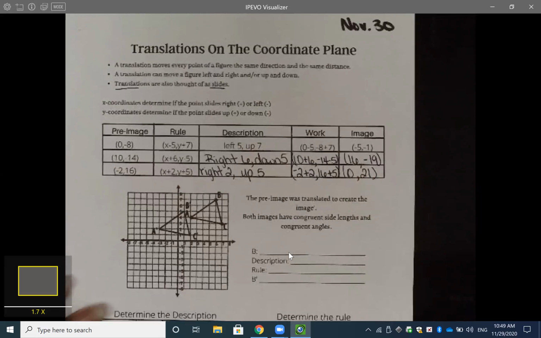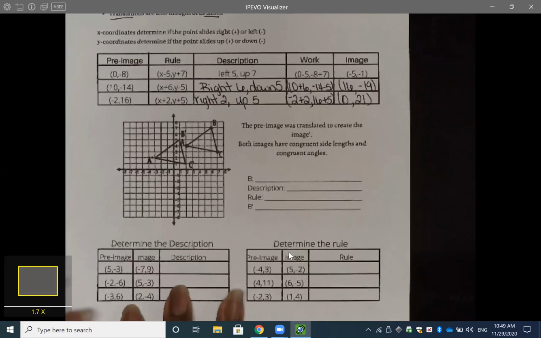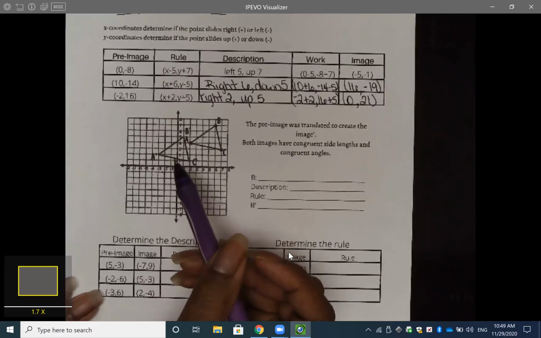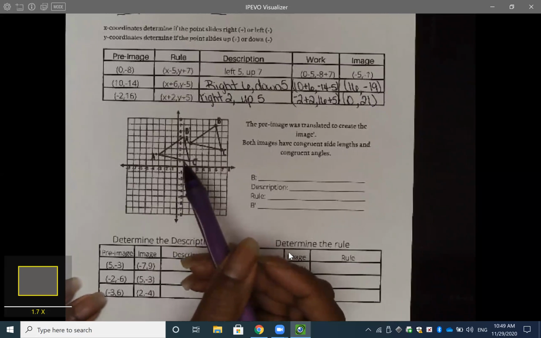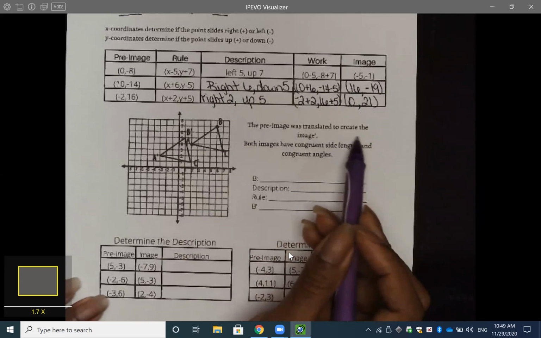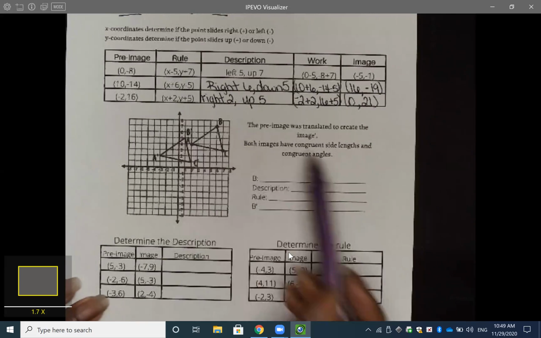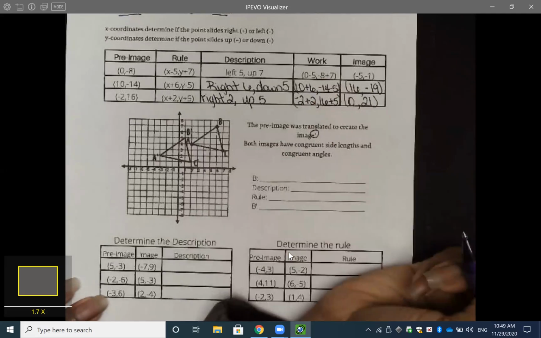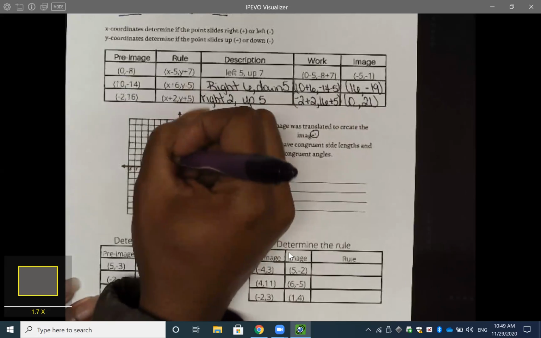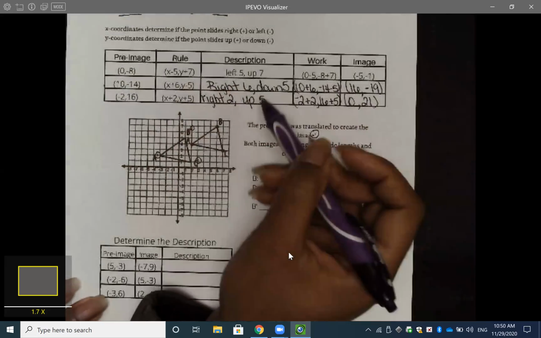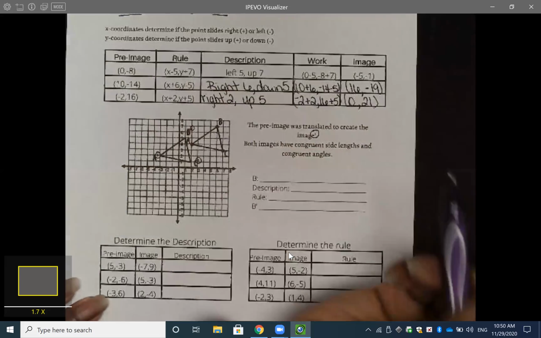Okay, now that we have that, we're going to go through some more information on how to find it if you have a graph, because you will get graph paper on the STAR test. And if you would like a piece of graph paper on your test, you can just print one out and use that. But here we go. It says the pre-image was translated to create the image. So the pre-image is the one without the apostrophe, and the image is the one with the apostrophe. So this one right here with all these apostrophes, that's my image. That's my new shape. The one without it is the original.